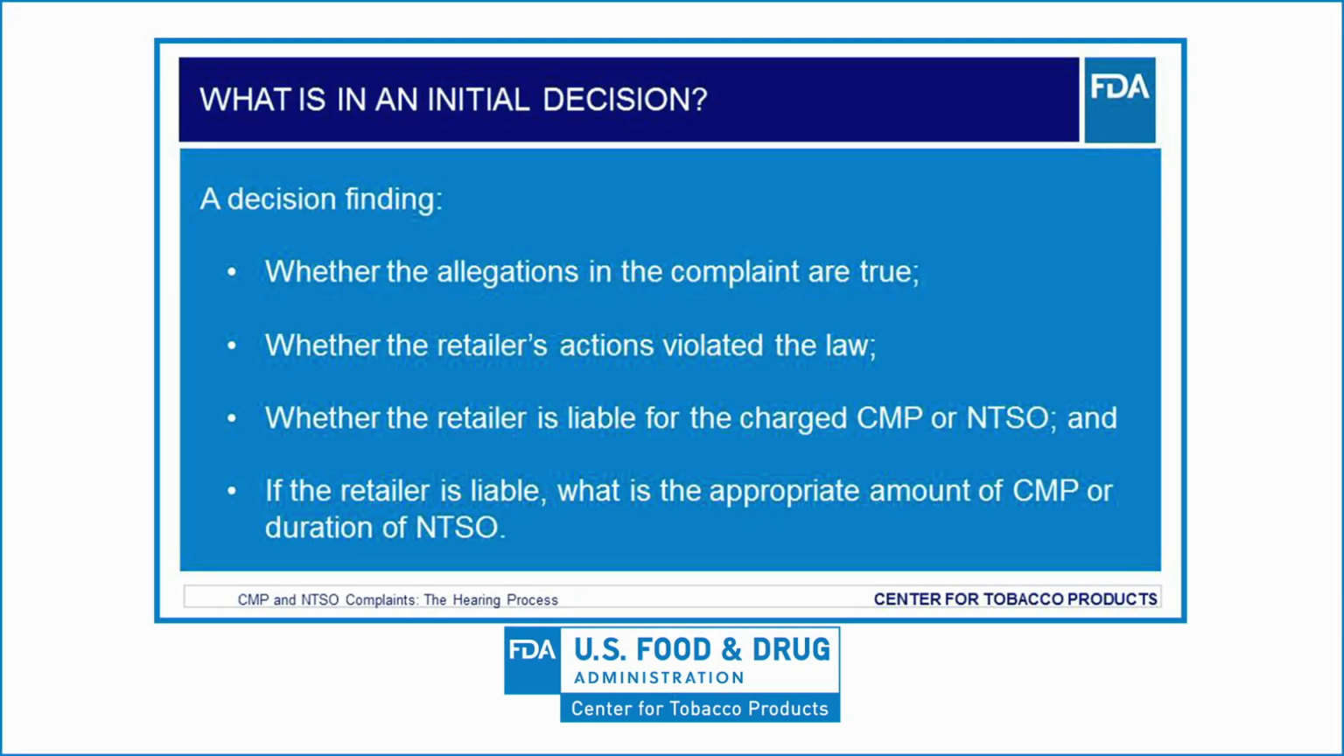After the post-hearing briefs are submitted, the presiding ALJ will consider all arguments and evidence presented in the case. The ALJ will then issue a ruling called an initial decision. The initial decision will contain the ALJ's findings regarding whether the allegations in the complaint are true, whether your actions violated the law, whether you are liable for the charged CMP or NTSO, and if liable, what is the appropriate amount of the CMP or duration of the NTSO.